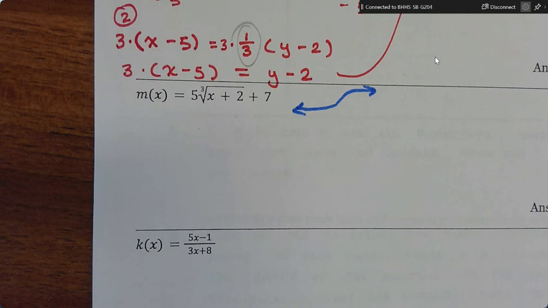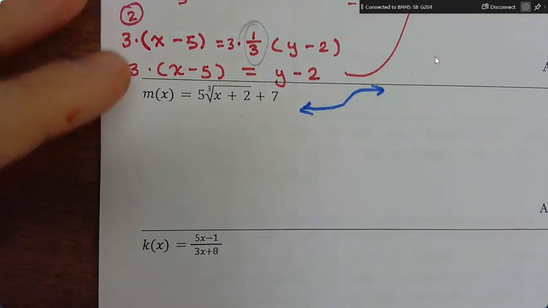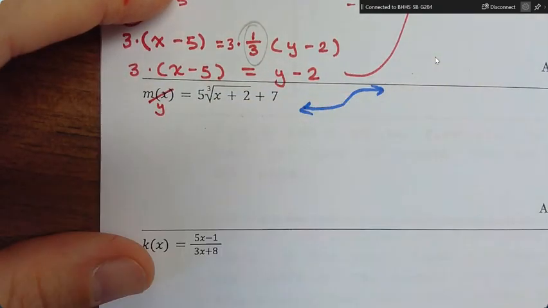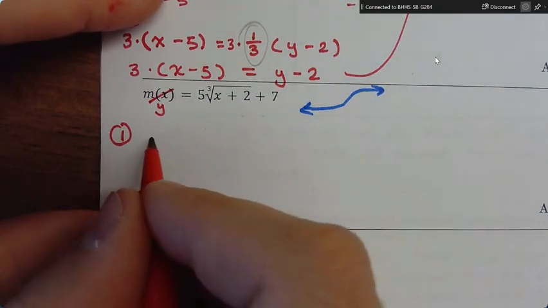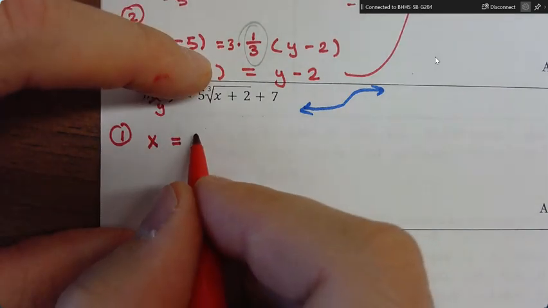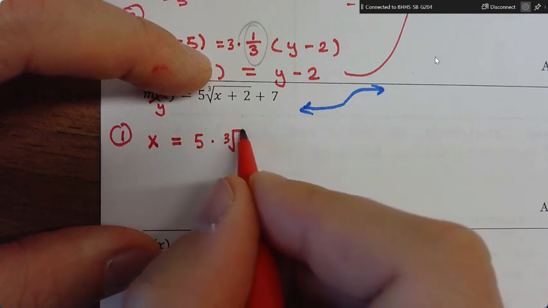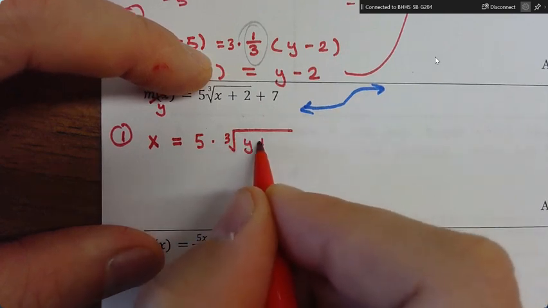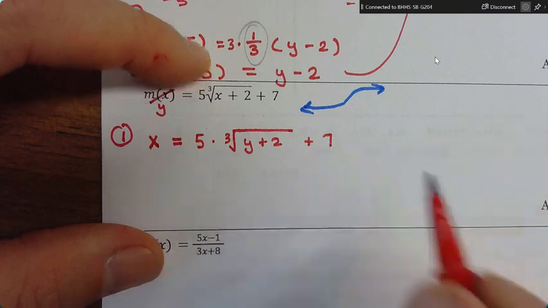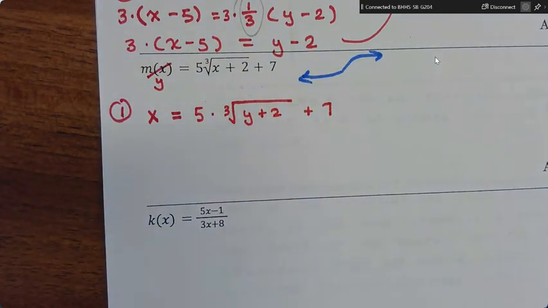Maddie, get us started. What's the first thing we want to do here? Okay, so I'm going to call this y. And then step 1, we'll call that x is equal to, over here the 5 is multiplying the cube root of y plus 2 plus 7. I like it. Good stuff. Andre, pick it up from there. Let's do some algebra.